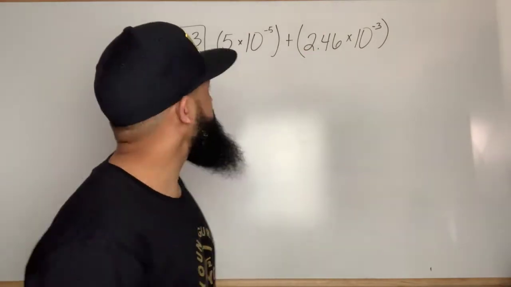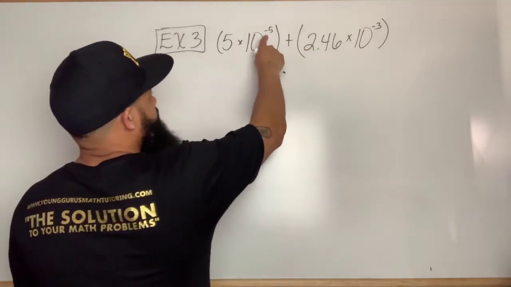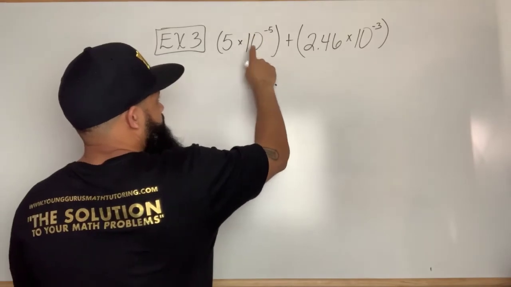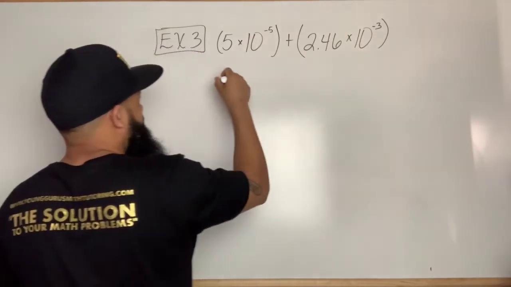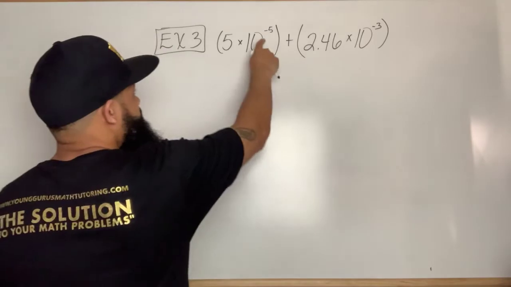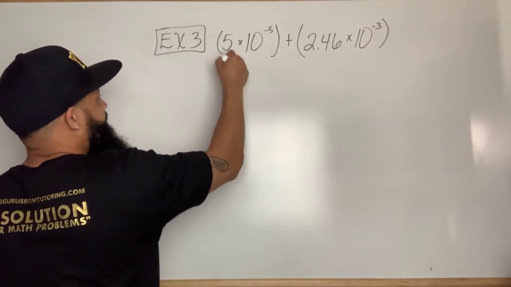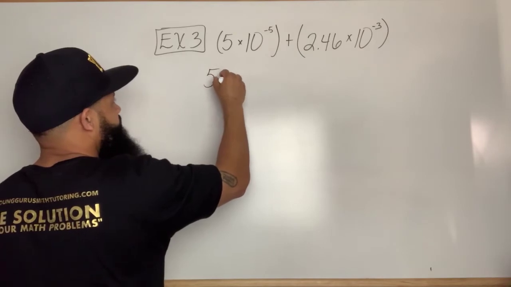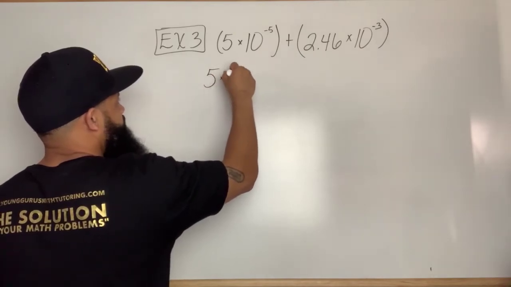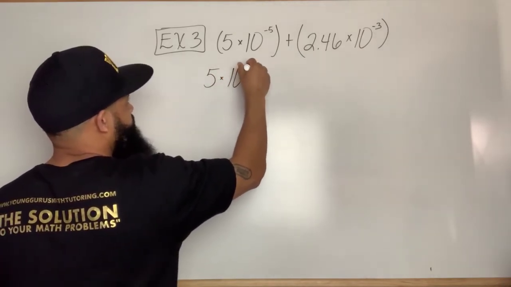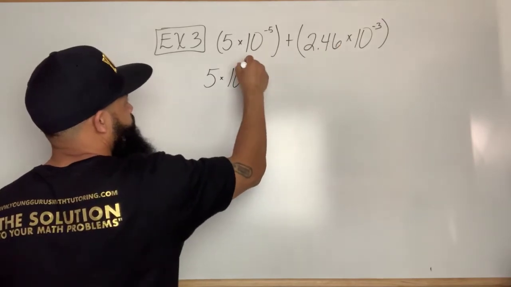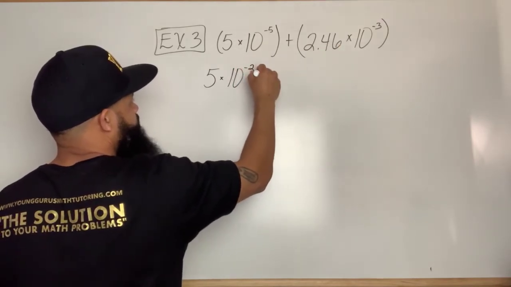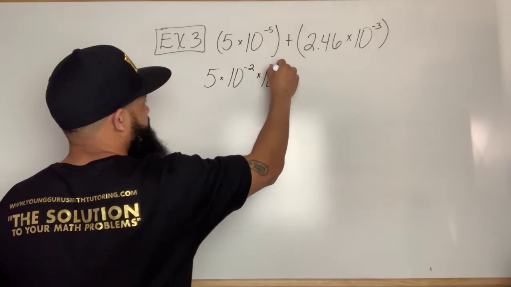And so what I'm going to do is change this one to make it 10 to the third power. So what we can do is we have to manipulate these exponents. So 5 times 10 to the negative 5 power is the same thing as saying 5 times 10 to the, remember I need a negative 3, so I'm going to say negative 2 times 10 to the negative 3 power.